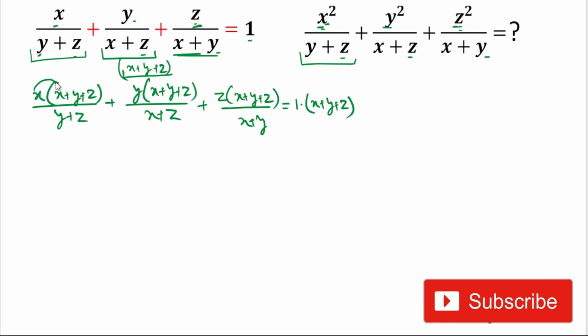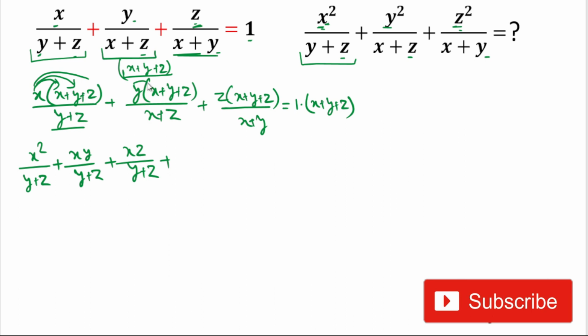Now in the first term we will multiply x with x, that is x square. So we will write x square over y plus z, plus likewise the second term xy over y plus z, and the third term xz over y plus z, plus here these two terms, we write xy over x plus z, plus y square over x plus z, plus here y and z, that is yz over x plus z.